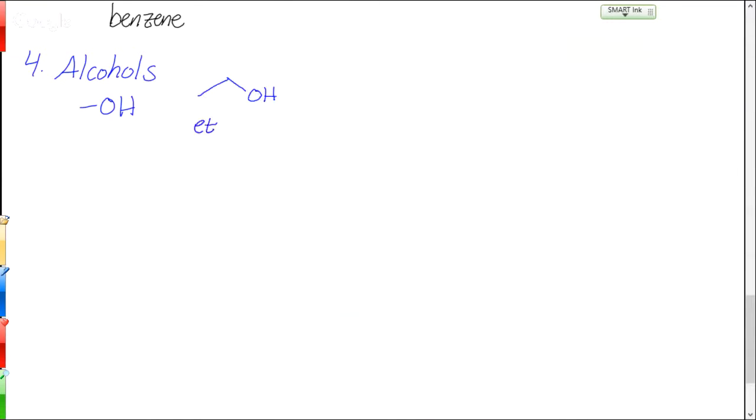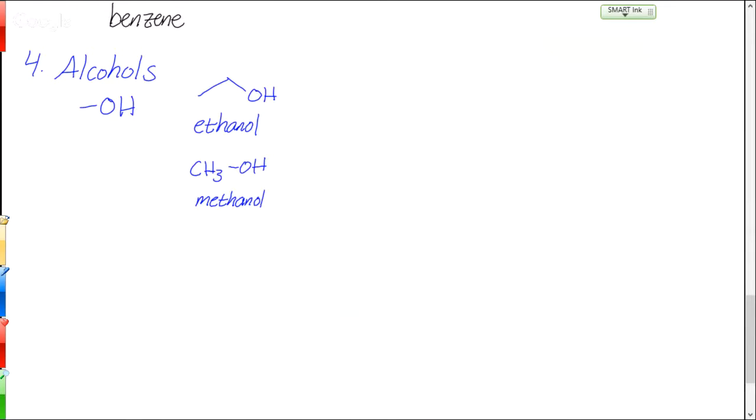So this is a common one. Ethanol. We know ethanol because yeast makes ethanol when it eats sugars, and so that's the alcohol that we think of in things like wine and beer. It's ethanol. There's also, if it's just one carbon, this is the simplest alcohol. That's methanol.